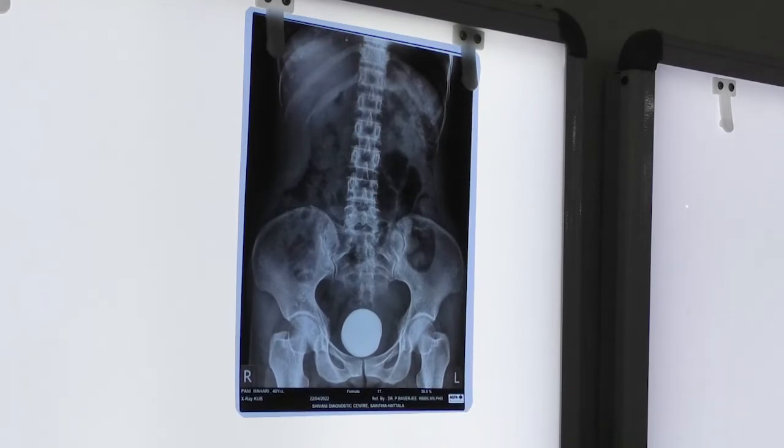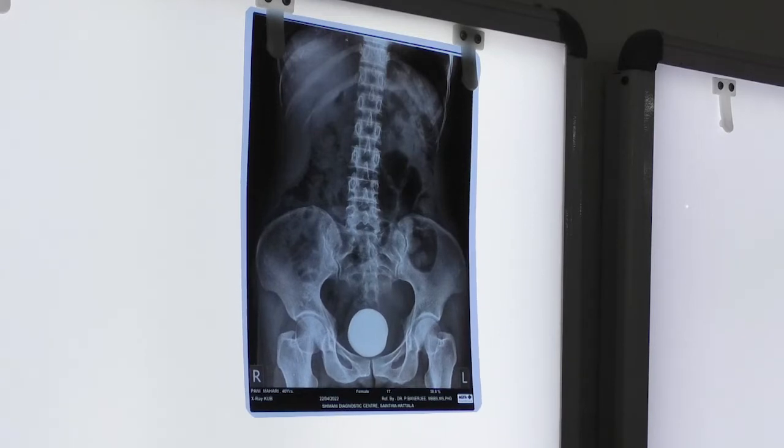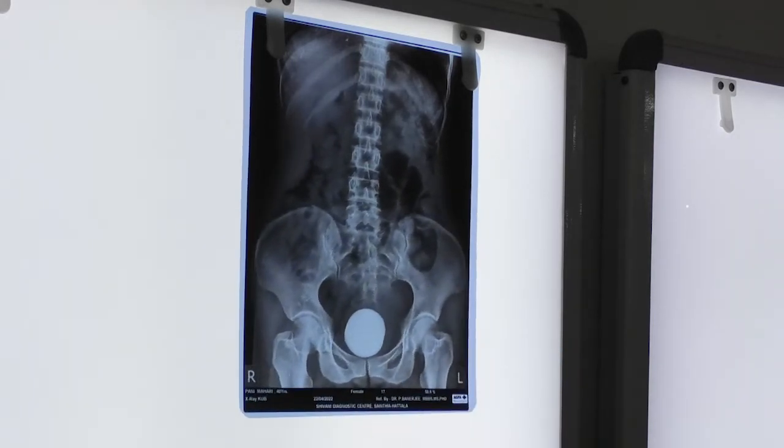Okay. So this is the greater trochanter. This is the head, and this is the lesser trochanter. Okay. And this is the head of the femur, and this is the junction between the head and the neck. And what is the angulation of the neck? The neck is angulated with the coronal plane with an angle of 25 degrees.